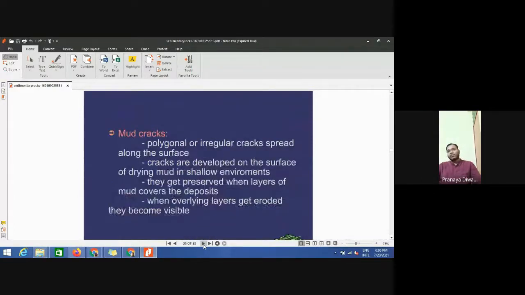We have polygonal or irregular cracks spread along the surface, that is your mud crack. Cracks are developed on the surface of dry mud in a shallow environment. They get preserved when a layer of mud covers the deposit. When the overlying layers get eroded, they become visible.